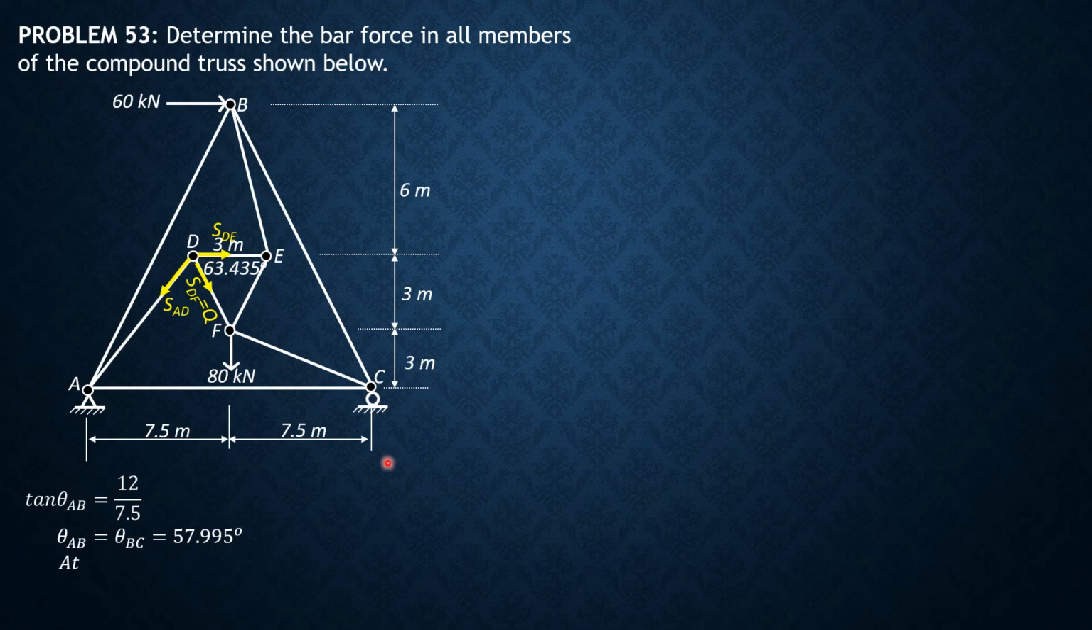So summation forces Y equals 0, downward positive, to relate SAD in terms of Q. So SAD sine of 45 plus Q sine of 63.45 degrees equals 0. So SAD is equal to negative 1.265 of Q.